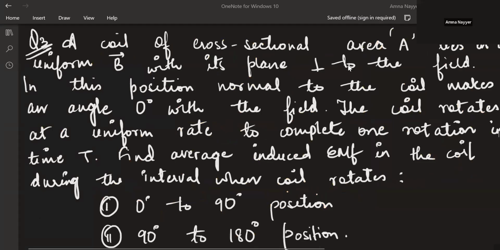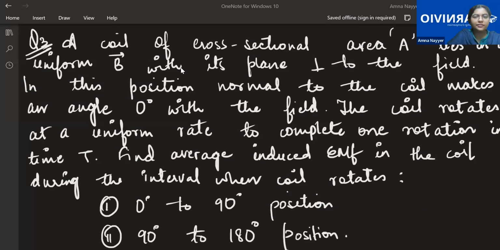Look at this question. See, it says a coil is there of cross-sectional area A, and this lies in a uniform magnetic field.